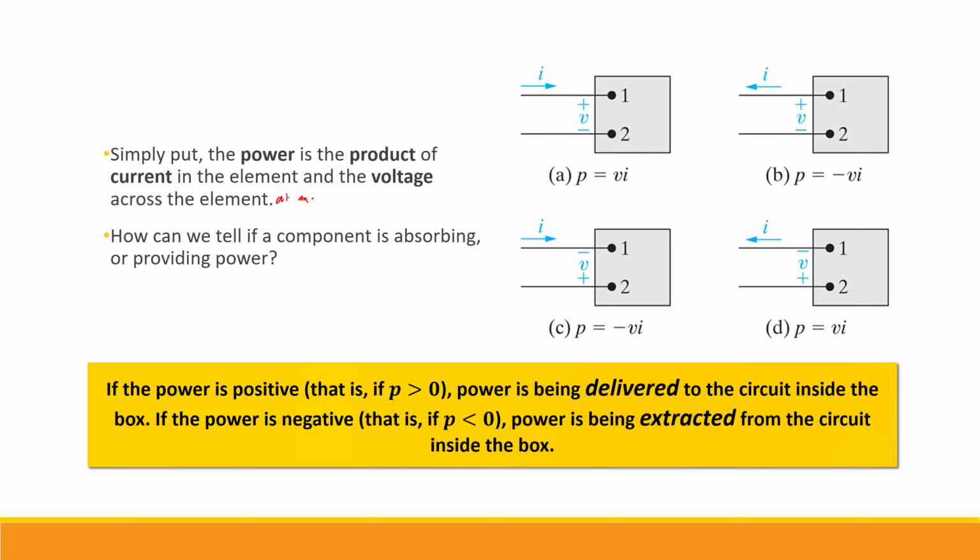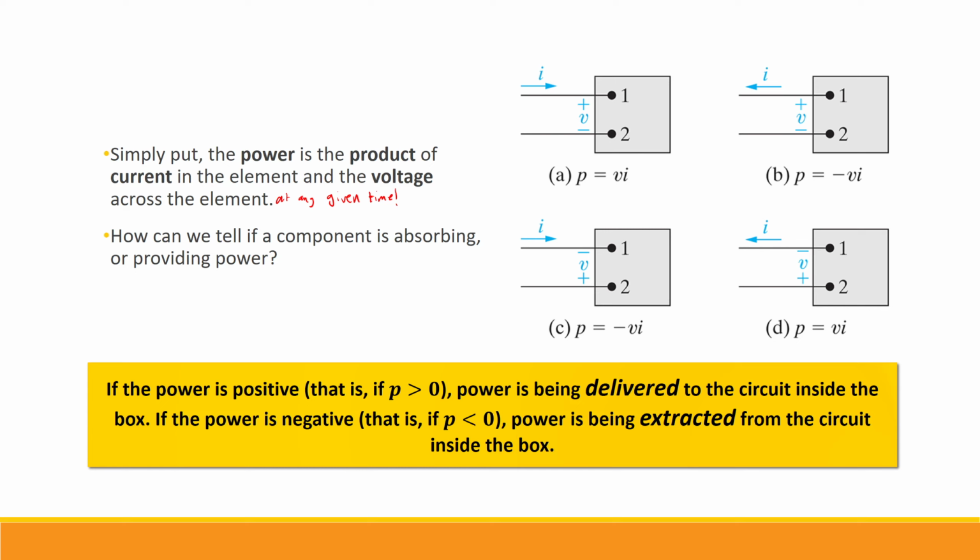At any given time. Because nobody says that the voltage and the current in our circuit or for the specific element are always fixed, right? But at any given time, if you multiply the voltage and the current, you get the value for the power for that time for that specific element.